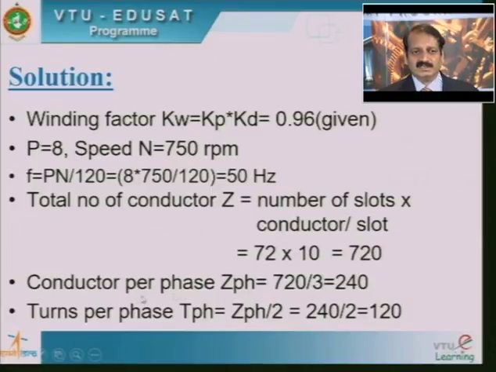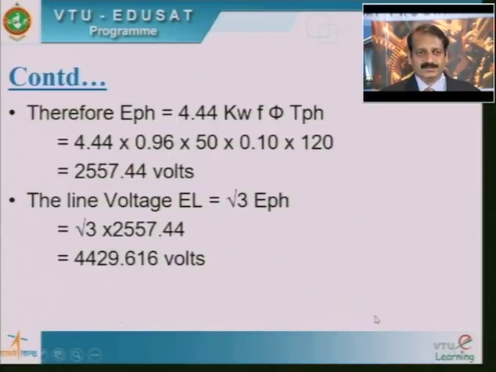So, we will have conductors per phase, denoted as Z phase, which is equal to 720 divided by 3, so we get 240 conductors per phase. That means 2 conductors constitute 1 turn. So, turns per phase is naturally given by Z phase divided by 2, because 2 conductors constitute 1 turn. Z phase divided by 2 gives turns per phase, which is 120.